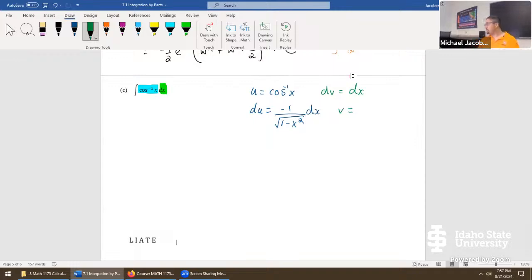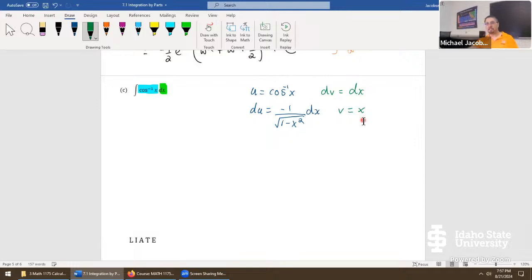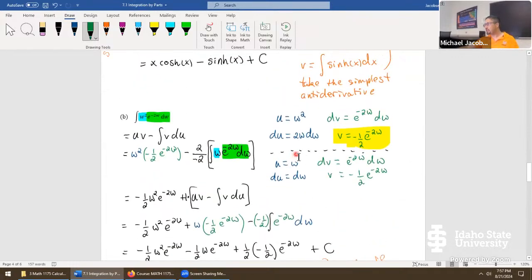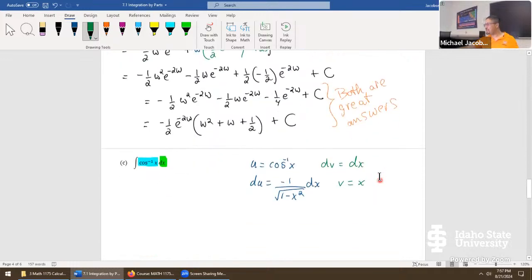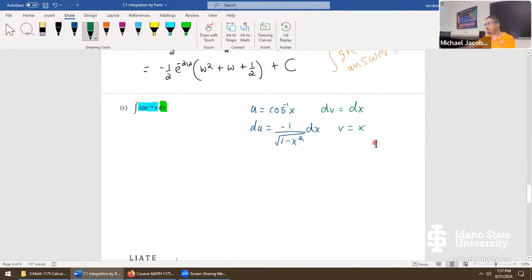How about someone on Zoom? Anyone on Zoom see what v should be here? X. Exactly, good call. So it seems weird, but yeah, if you take the differential of this, you get dv equals dx. In fact, we've done that, it just looks funny because we start often with, say, u is w, the differential is dw. So what feels unnatural about this table is we're just doing it backwards now. We're integrating and picking the simplest antiderivative. Now that we're here, we're just about there.